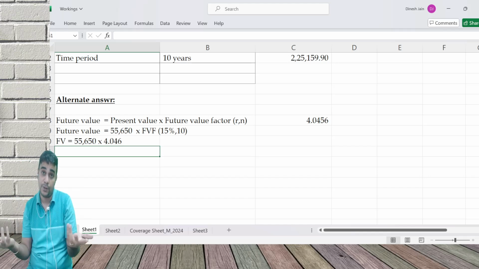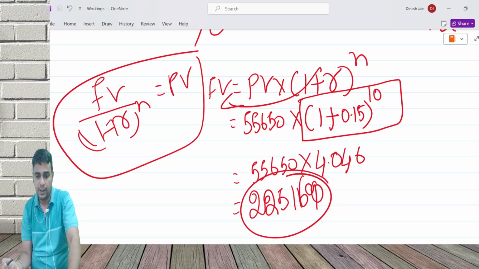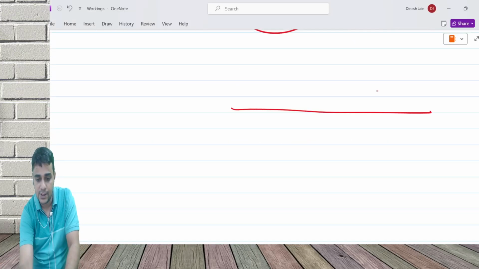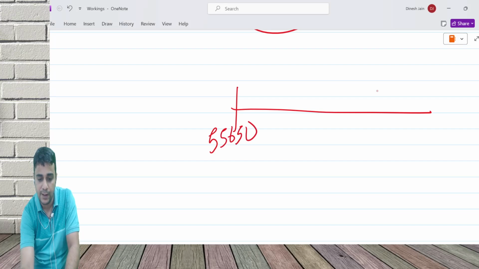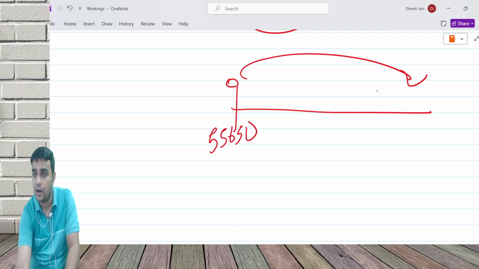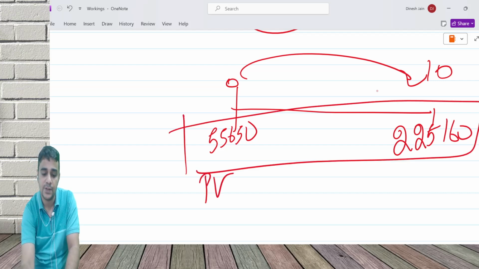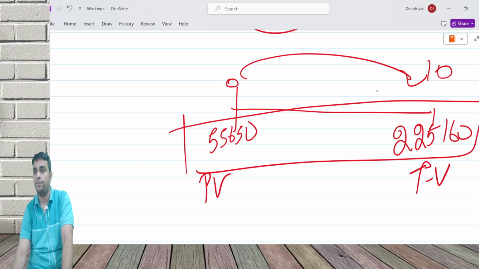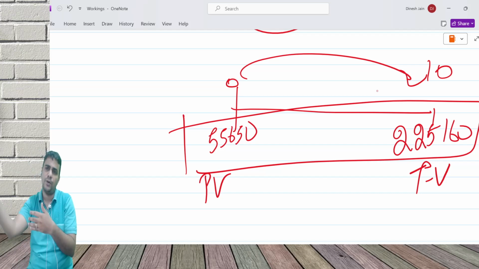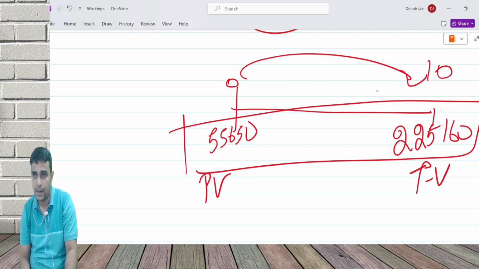You can also analyze through present value. What is present value? That 25,000 you bring to today. What we have done in this question is this: the data is 55,650 at year 0, for 10 years, and the answer you got was 25. This is called present value. This is called future value. You have taken this value to the future. If you want, you can take the future value to today, which is the next concept. Any doubts on this?